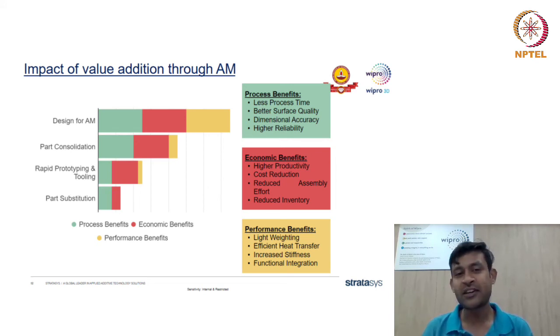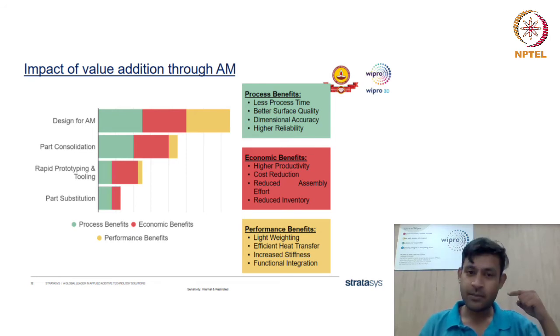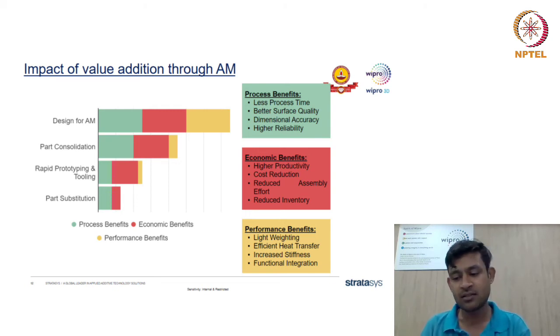Then when we move on to the design for AM, this is the place where we are able to fetch maximum process benefits, maximum economic benefits, and maximum performance benefits. Why? Because right from the beginning, I have been designing my part for AM, and it has also been designed for the end application: all the considerations, the loading conditions, the boundary conditions, and the service conditions. The part life has been taken well into consideration right before redesigning the component for AM or designing the component for AM from scratch.